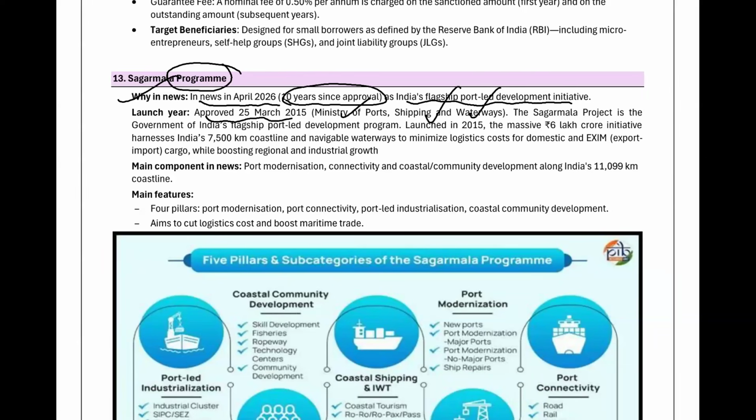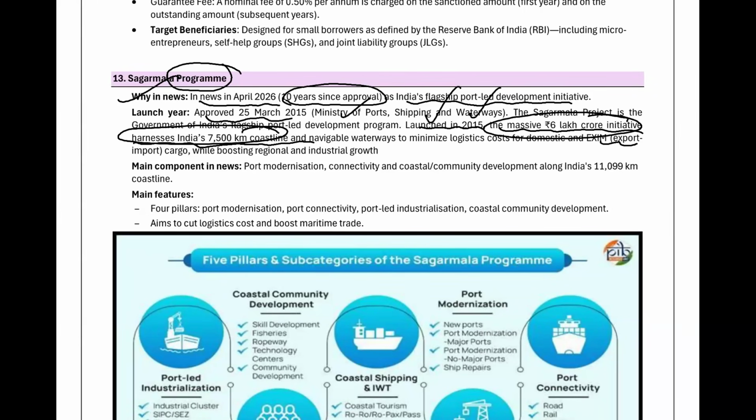The exam will keep an eye on this, that is export import cargo. Exam papers also come, right? So what is the exam keyword? It is port-led development. What is it for? It is for port-led development. With a memory trick you can remember it: it is a golden quadrilateral of the sea. Okay. Now, just one data point to remember: a massive launch in 2015, a massive 6 lakh crore initiative to harness India's 7,500 km coastline and navigation areas.